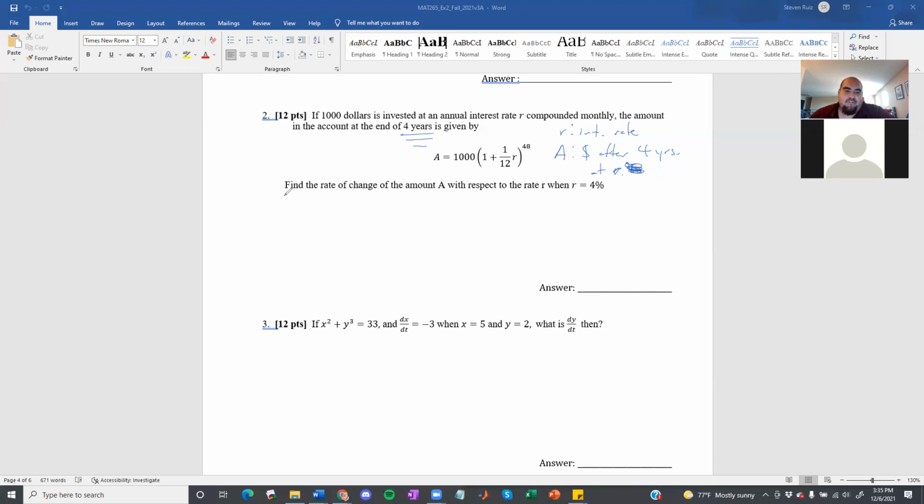You're asked to find the rate of change of the amount A with respect to the rate R. So what is the language of that question telling you? So just find out how much the money has increased with respect to your percent compounded, right? Well, there's a difference between the increase and the rate of increase.